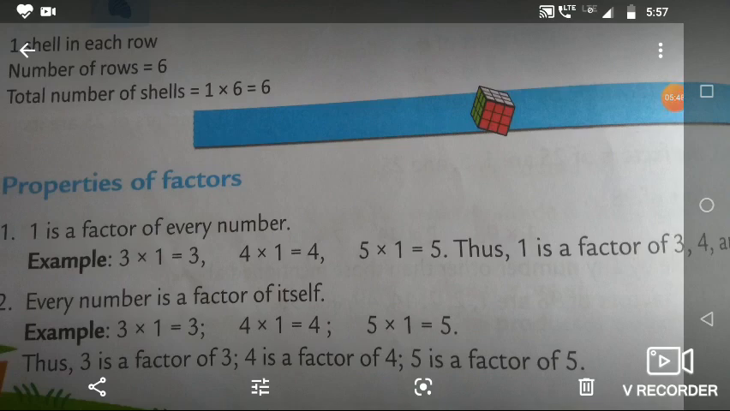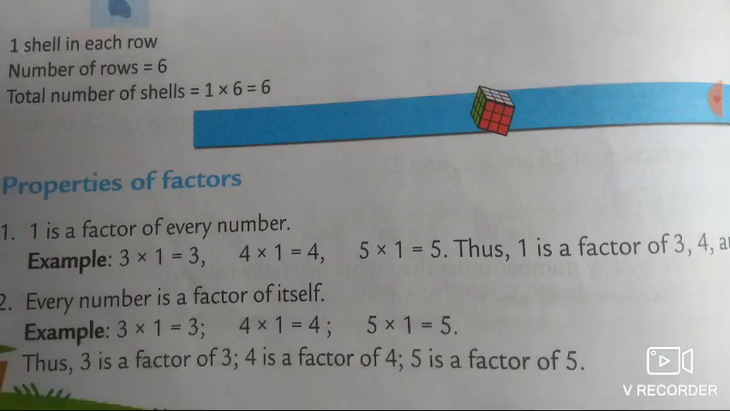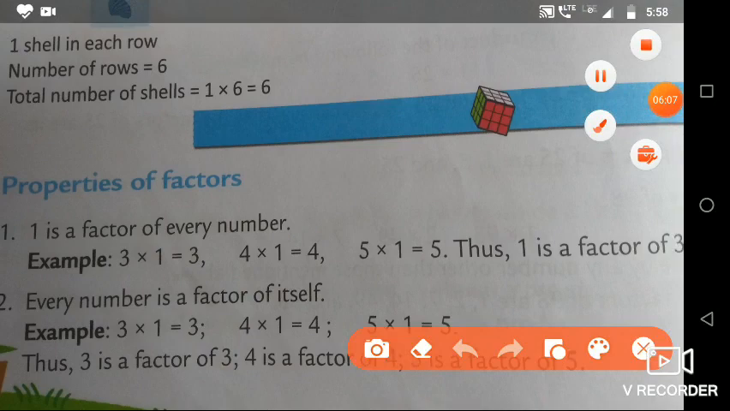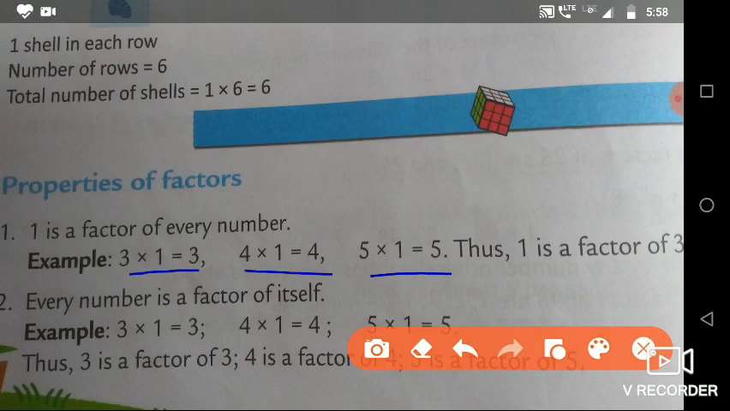Next, another topic, factors. In this topic, first we are going to learn the properties of factors. The first property: 1 is a factor of every number. For example, 3 into 1 equals 3, 4 into 1 equals 4, 5 into 1 equals 5. Thus, 1 is a factor of 3. Like this, 1 is a factor of every number.